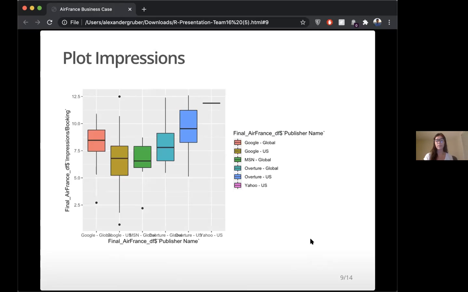To round up our analysis of the different publishers, we used the average impressions required to convert, and from the data shown on the box plot, Google US and MSN Global require the least impressions to convert, whereas Overture US is among the highest and therefore less successful than Google US.